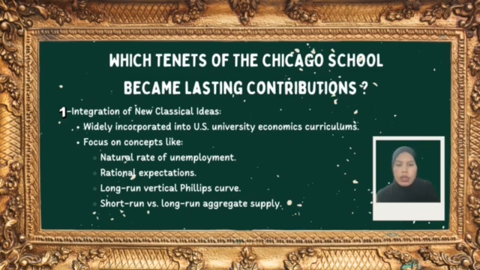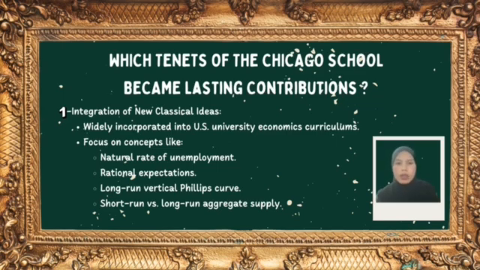For instance, concepts such as the natural rate of unemployment have reshaped the way we think about the labor market, showing that there's a baseline level of unemployment even in a healthy economy. The theory of rational expectations has also been transformative. This concept assumes that individuals and businesses use all available information to make economic decisions, challenging earlier models that underestimated how people adapt to policy changes.